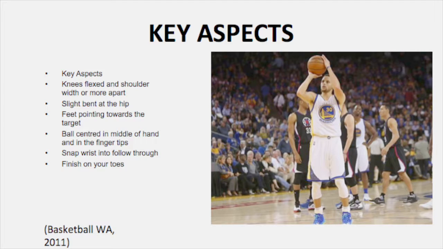Okay, so now I will go over the key aspects of the basketball free throw. 1. Have your feet pointing towards the ring. This allows your body to be in line with the target. Then have your knees flexed and shoulder width apart with a slight bend at the hip to allow you to transfer momentum as you come up and release the basketball.